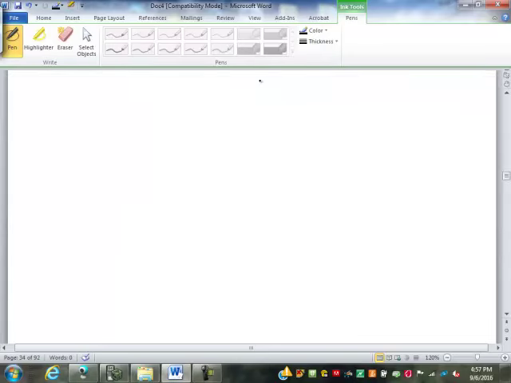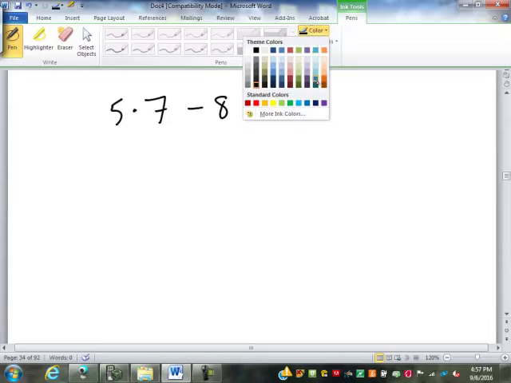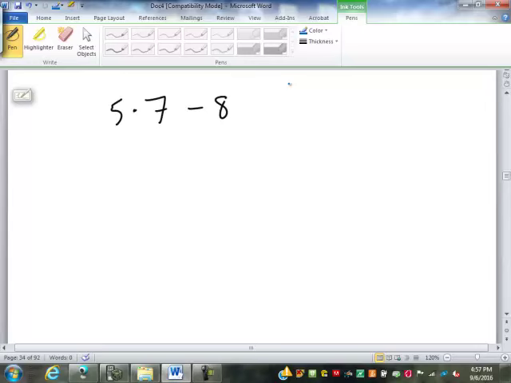Now let's take a look if we had a problem like this. What would we do there? Notice there's no variables here, just numbers. We would do the multiplication first, right? 5 times 7 is 35. Then we'd subtract the 8. Get 27.